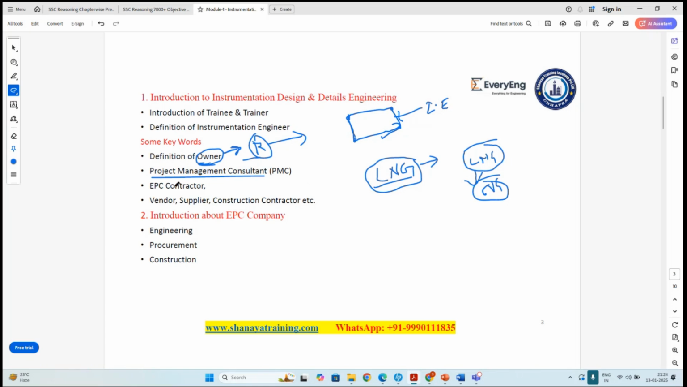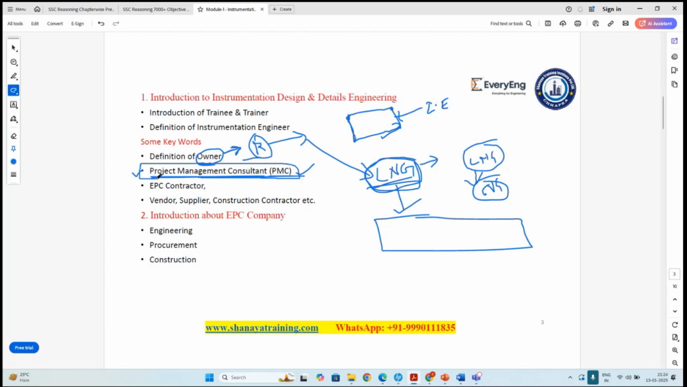So if the owner has decided to set up a project for LNG, he needs to assign this project to some PMC, a project management consultant. The owner will look for companies that already have a license for the technology involved in converting LNG to NG, or companies that have executed such projects as a PMC earlier, in the previous time. Those companies might be PMC, and that company will be called PMC.